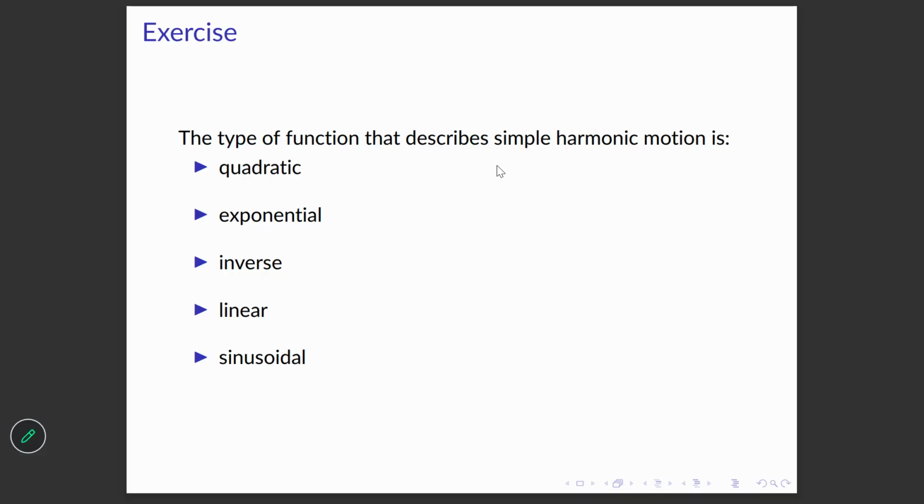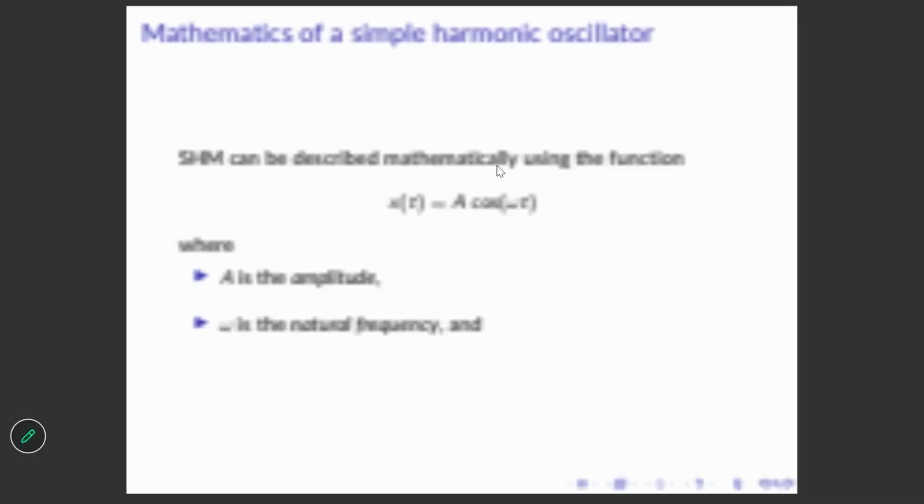Have I banged that drum hard enough? Well, drum heads are also sinusoidal, but let's move on.